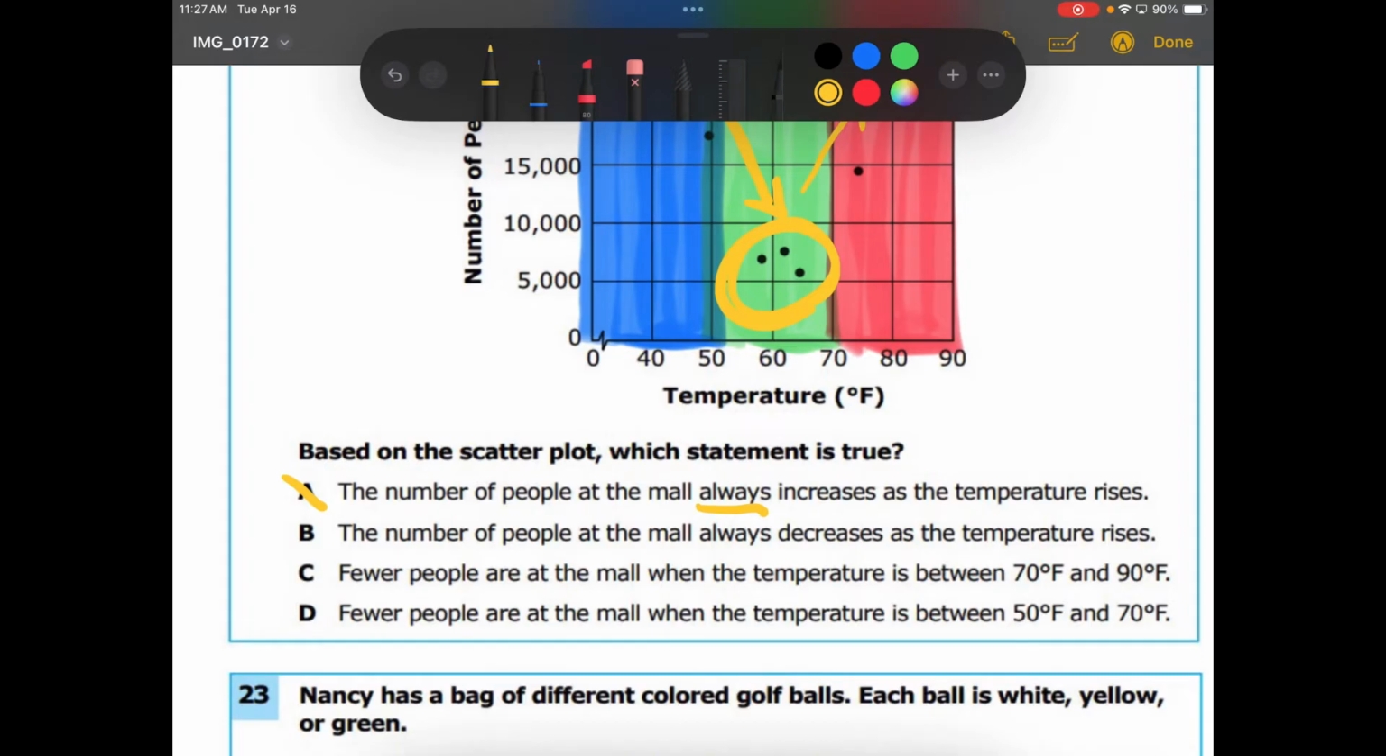Let's look at letter B. The number of people in the mall always decrease as the temperature rises. Again, is that true? No, because it was cold and the people were high. Then it got a little warmer, number of people went down. But when it got really hot, the number of people went up. So that is not always true. B is eliminated.